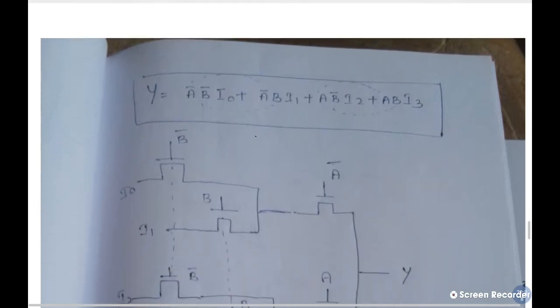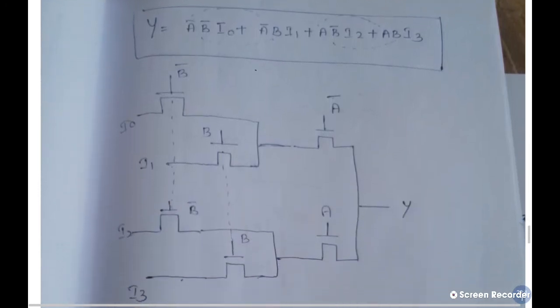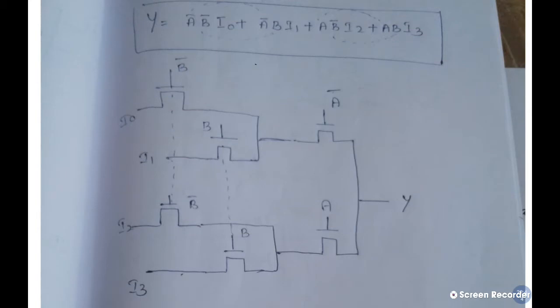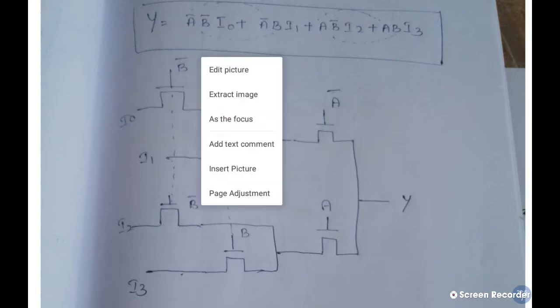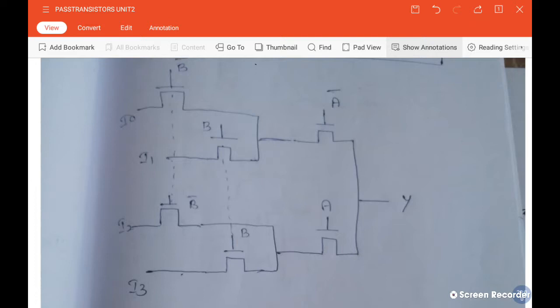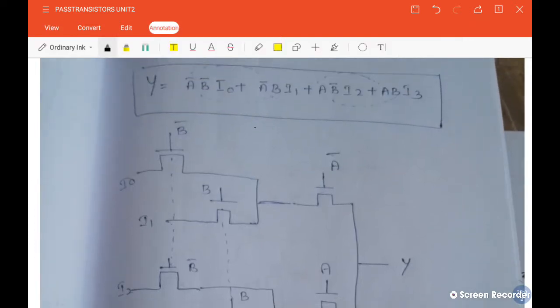For implementing the circuit, observe the equation once again: A bar B bar I0 plus A bar B I1, A B bar I2 plus AB I3. One thing you can find is with the first 2 terms, the term A bar is constant. I0 is your data, I1 is your data, A bar is maintained constant, and B is the control signal that is varying. That is the input control signal.